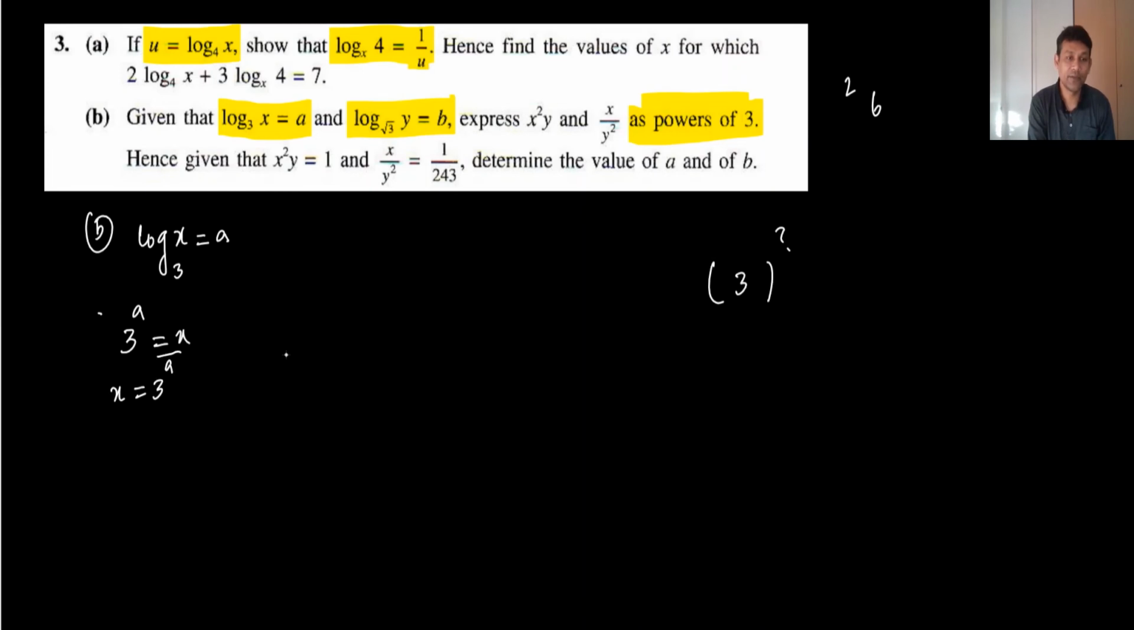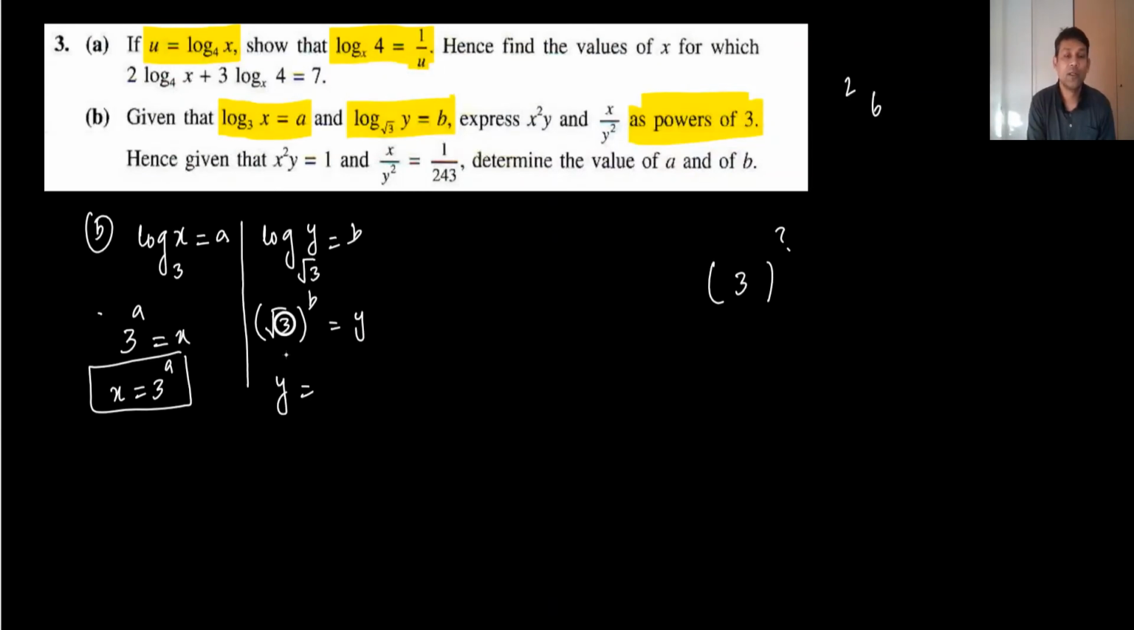We have done the first part. We know the value of x, and in the same way we can find the value of y. Log base root 3 of y is equal to b. So root 3 power b is equal to y. Y is equal to root 3, which means power 1 upon 2. So 3 power 1 upon 2 multiplied by b is b upon 2. I will write b upon 2.